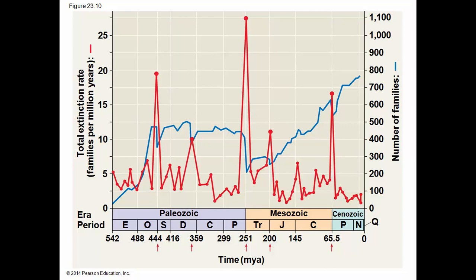The five generally recognized mass extinction events, indicated by the red arrows, represent peaks in the extinction rate of marine animal families. Because of course marine animals are more likely to be fossilized. These mass extinctions interrupted the overall increase in the number of marine animal families over time, so they caused changes in the types of animals that were able to survive.